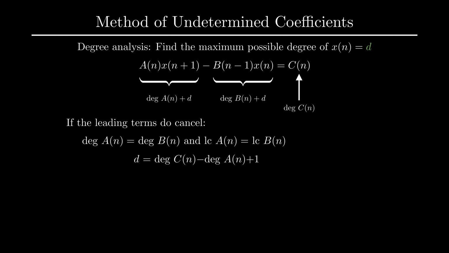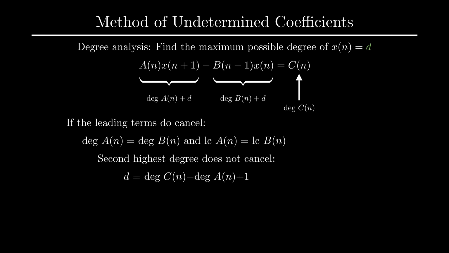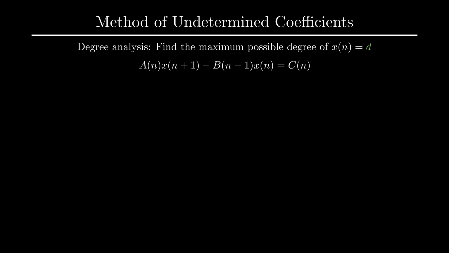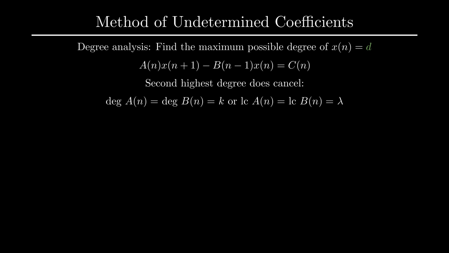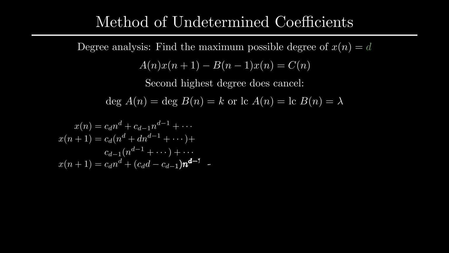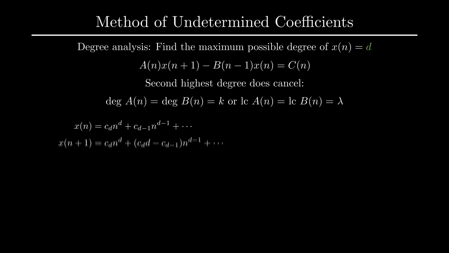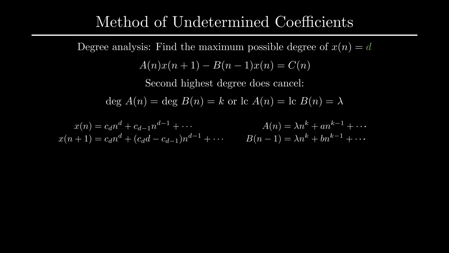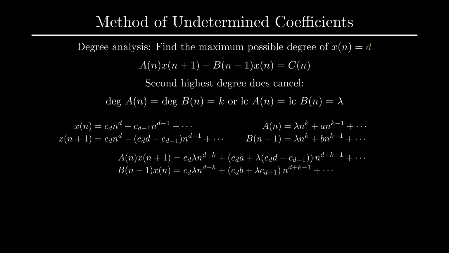However, there's a small problem. This expression only works if the second highest term doesn't cancel. If the second highest term cancels, then the degree would be even lower, and this analysis wouldn't work. Let's additionally define some variables for these two values just for convenience. If we write out the first two terms of each of these polynomials and realize that we don't really care about the terms that come after, we can simply do some dirty algebra and distribution to eventually get the entire left side to be written as this.